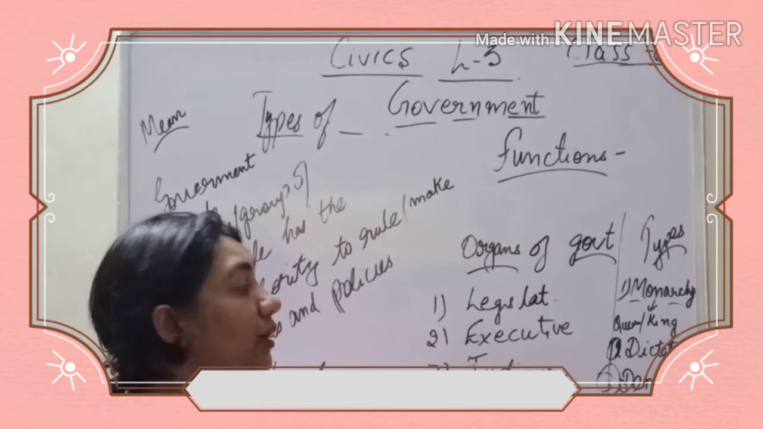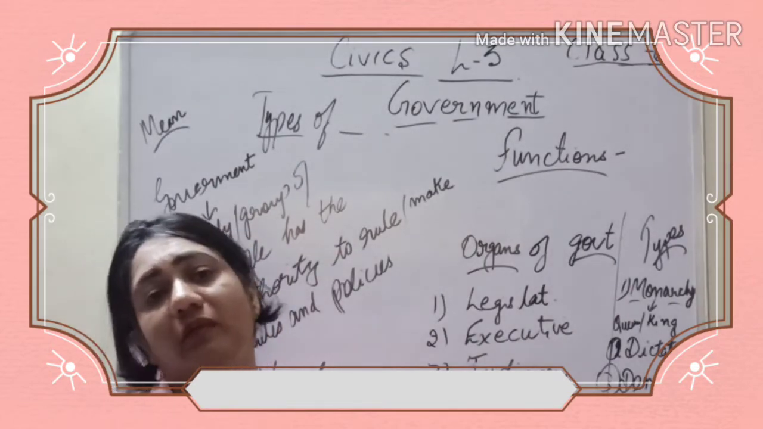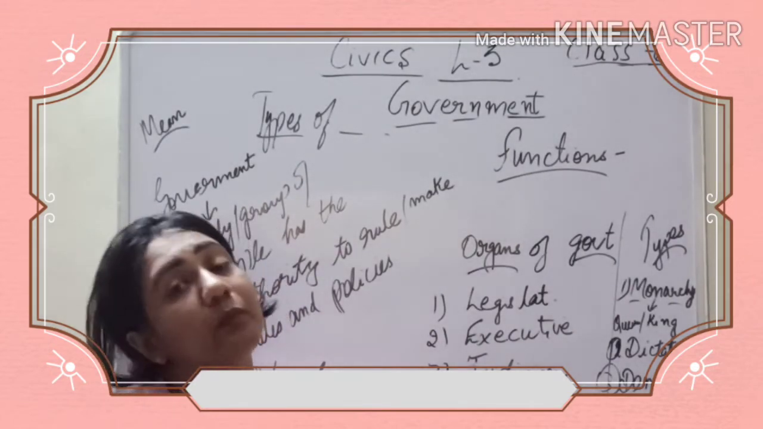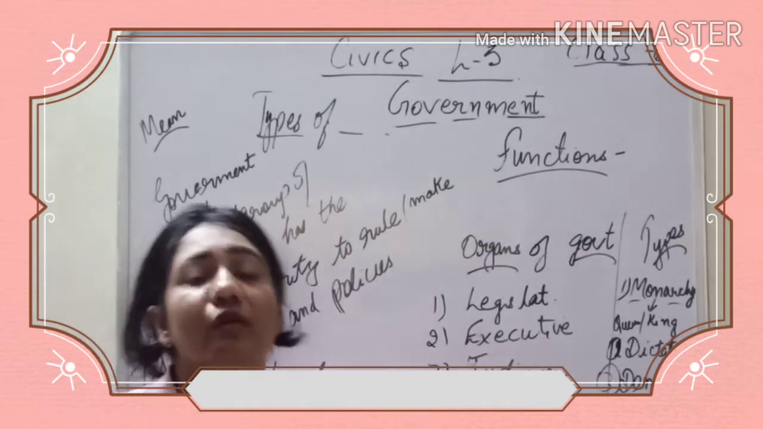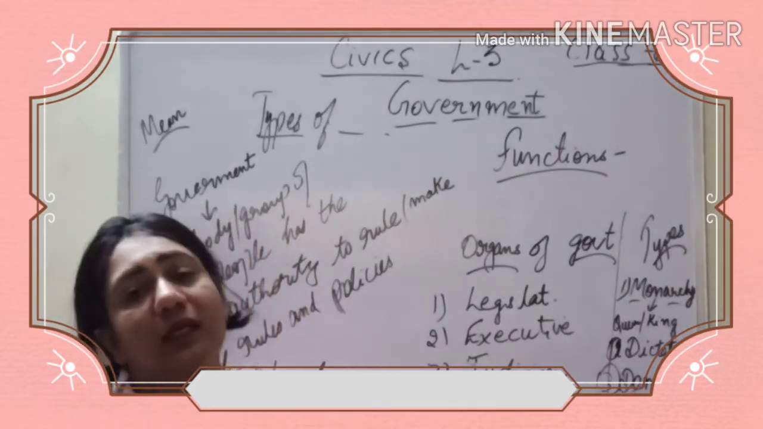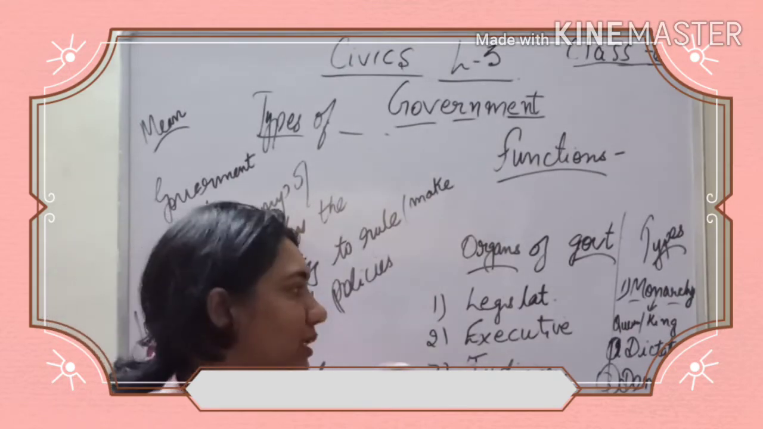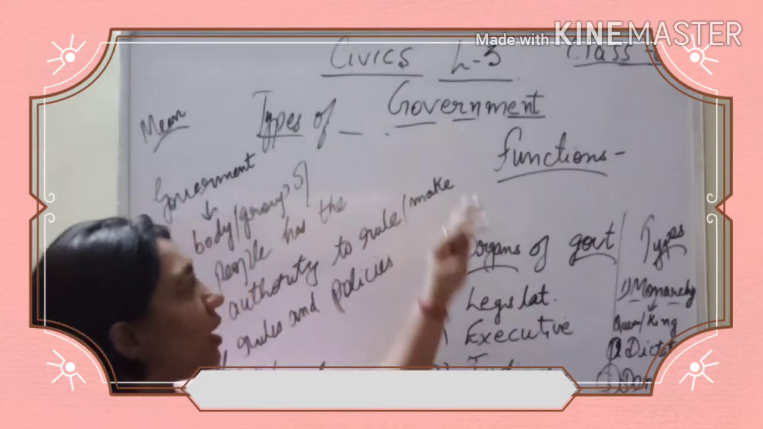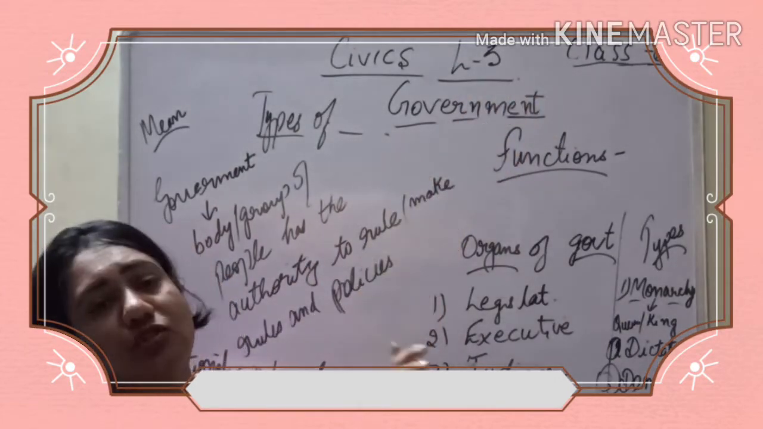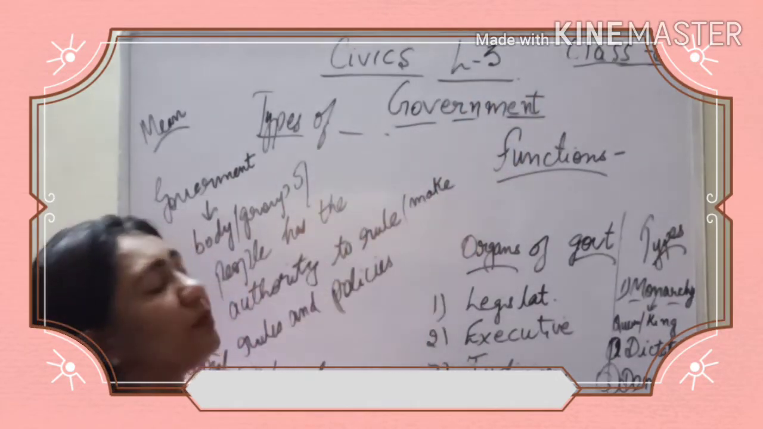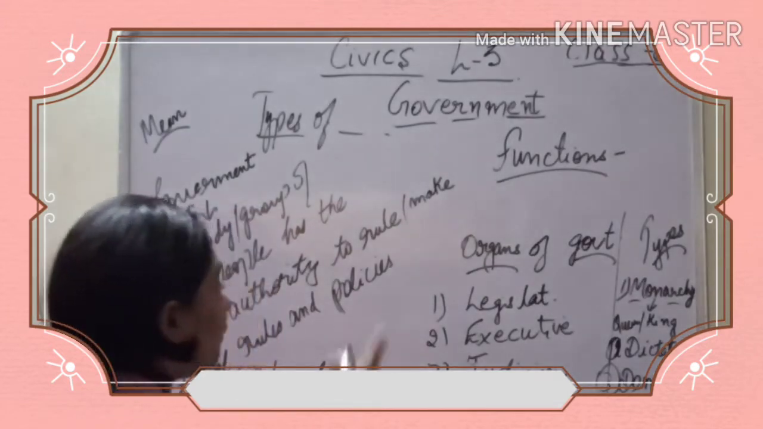So this is the definition that has been given by Abraham Lincoln, a very important definition. It is a government of the people, by the people and for the people. So we will be discussing the direct democracy, indirect democracy in detail. So these are the things that we will be covering in our third chapter related to the government.